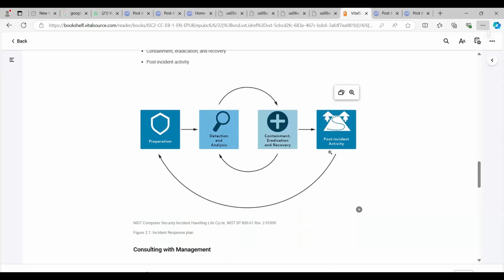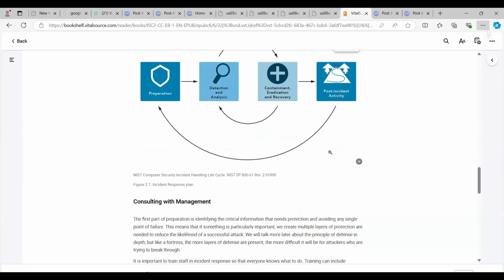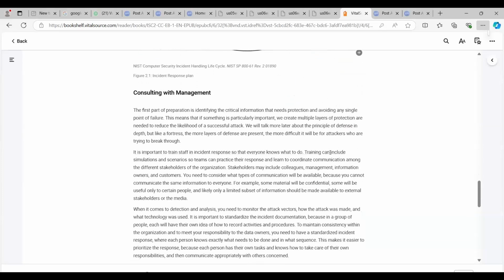So this is the diagram. From preparation to detection and analysis, to containment, eradication and recovery, then post-incident. So now, consulting with management. The first part of preparation is identifying the critical information that needs protection and avoiding any single point of failure. Like we said, we explained that.